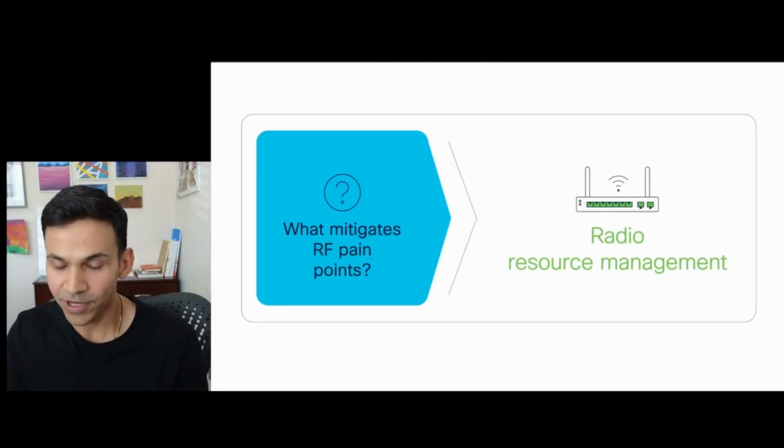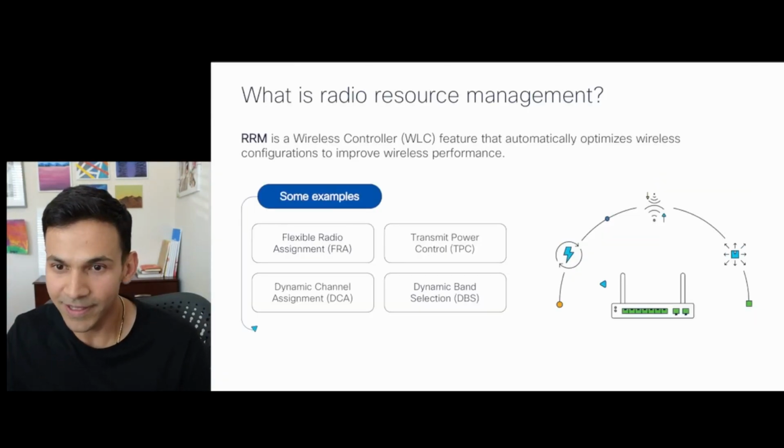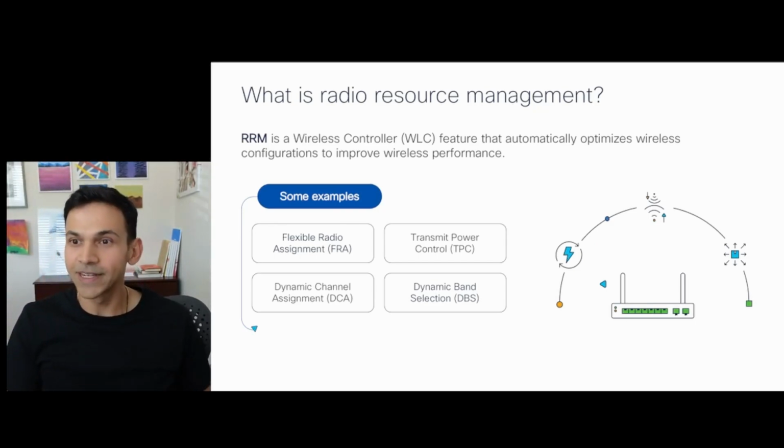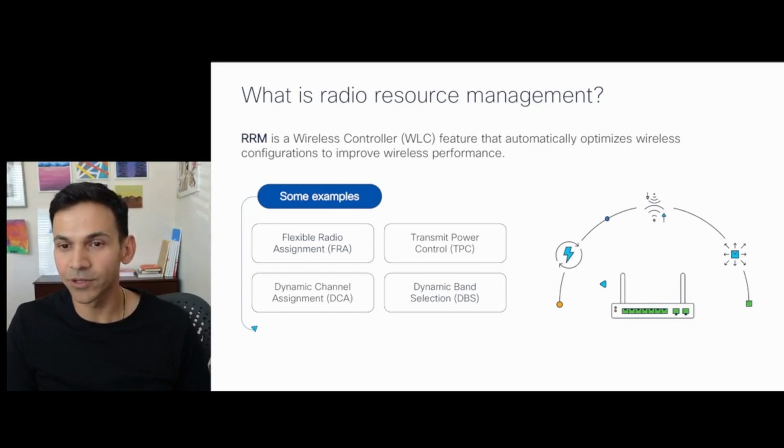So what does radio resource management provide? It provides overall optimization of the wireless configuration to improve wireless performance. The first is FRA, and it was highly used in our 2800, 3800, 4800 environments, along with our 9130s, 9120s, and now the latest 6E access point, the 9166 as well.